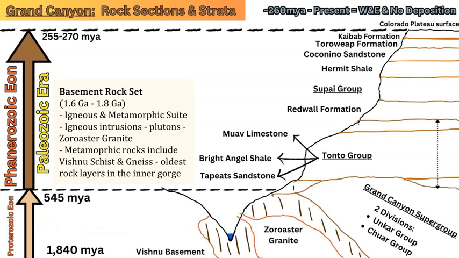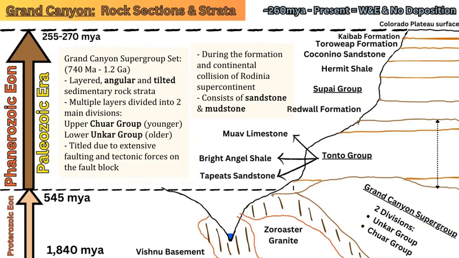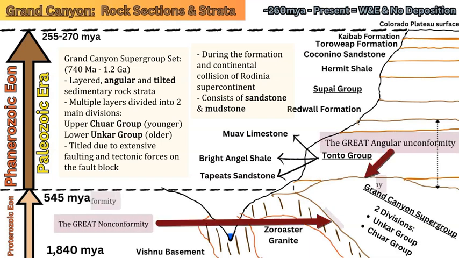The next rock set in our summary of the Grand Canyon rock strata is a very large and important group, which is the Grand Canyon Supergroup. It is a sequence of layered sedimentary rocks that are tilted and angular, and they're divided into two different divisions, the Unkar group and the Chuar group. Now the Unkar group is the lower and older one, and the Chuar group is closer to the surface and more recent. This dates from between 725 or 740 million years ago to the oldest at about 1.25 billion.